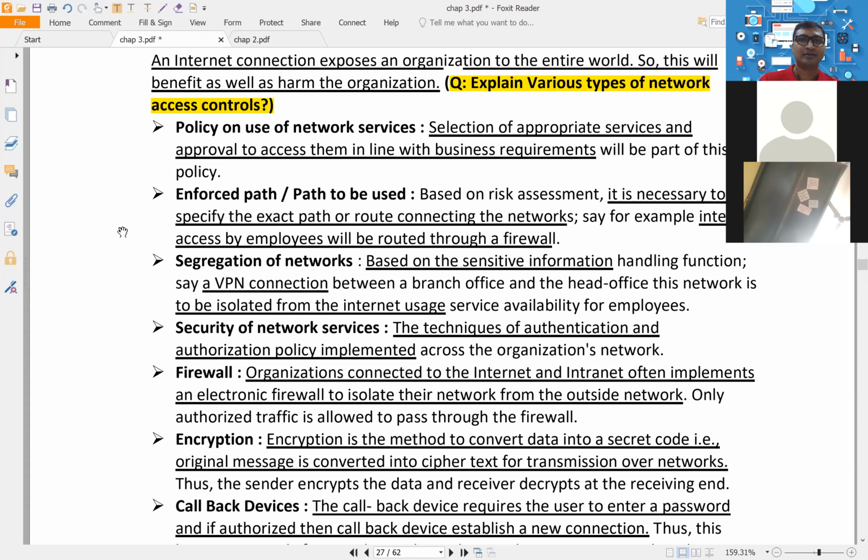So for that, not only for employees but also to protect from the outsiders, we need to implement network access control. This pandemic is a perfect example for this network access control. We should enforce a firewall. We should enforce a policy on use of network services, that you can only access those services which are as per your responsibility. We should segregate our network. We should use a virtual private network, intranet or extranet, so that other internet users cannot access our network.